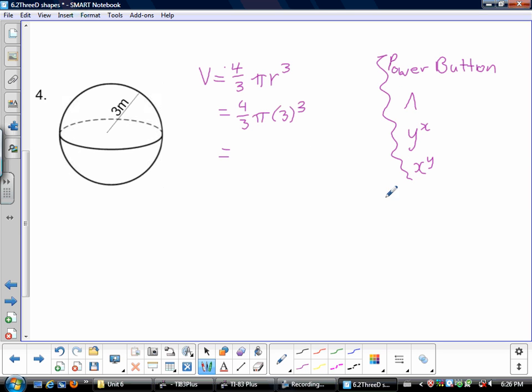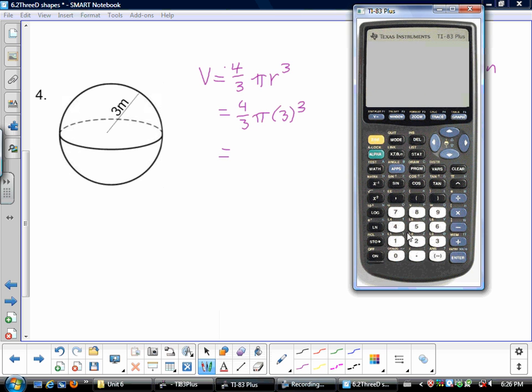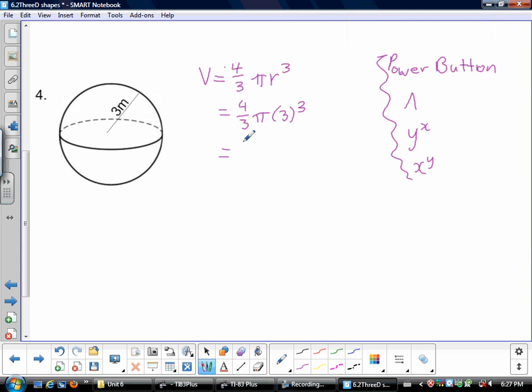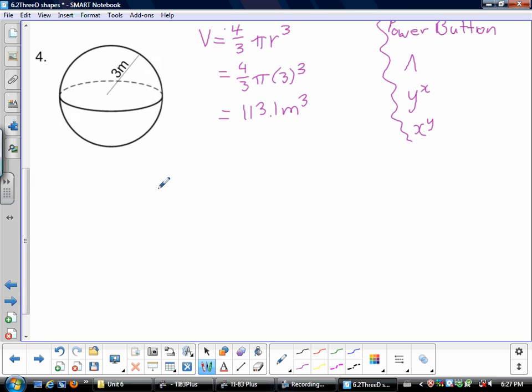All right, so I'm going to take my calculator and I'll show you exactly what I do. So I'm going to do 4 divided by 3, oops, not by 6, by 3, times pi times 3 to the power of 3, which is 27. So I end up with 113.1 meters cubed.